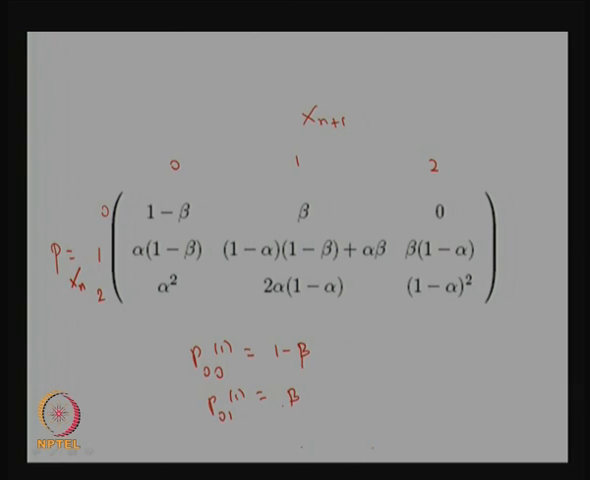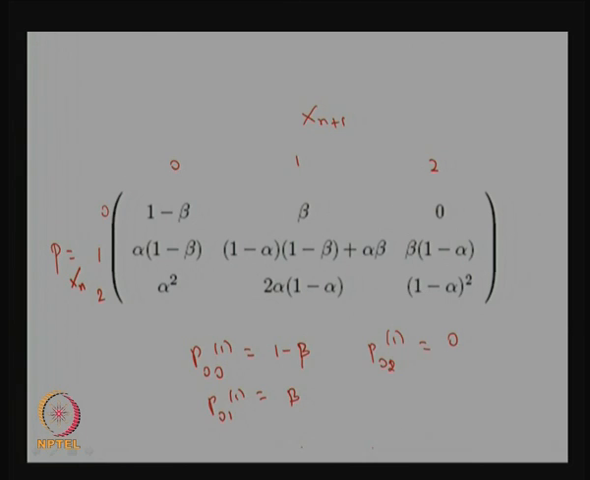And since he can do only one repair in a day, the possibility of repairing more than one machine in a day is not possible. It is a rare event, and the probability is going to be 0. Therefore, P02 is going to be 0.